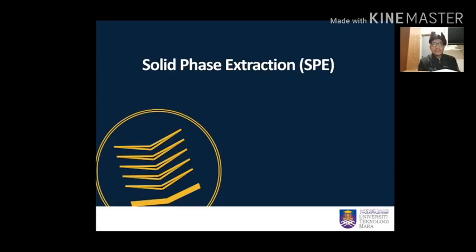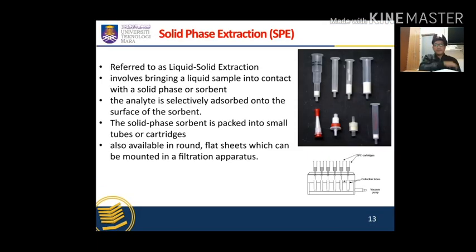Now we proceed to the second method of extraction, which is known as solid phase extraction or SPE. Solid phase extraction is sometimes referred to as liquid-solid extraction. The liquid is the mobile phase, and the solid is the stationary phase. It involves bringing a liquid sample into contact with a solid phase or sorbent, whereby the analyte is selectively adsorbed onto the surface of the solid phase.